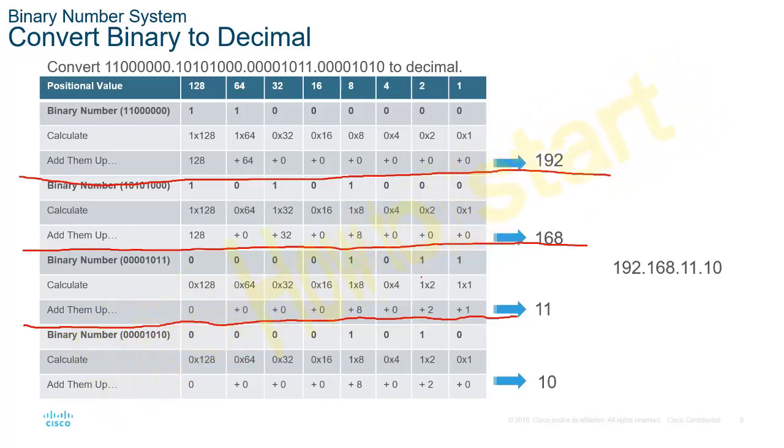So put those numbers together, that would be 192.168.11.10. That is our conversion from our IP address, this guy right here, to decimal. Because again, the computer knows binary. We know decimal, so there has to be a conversion between the two.